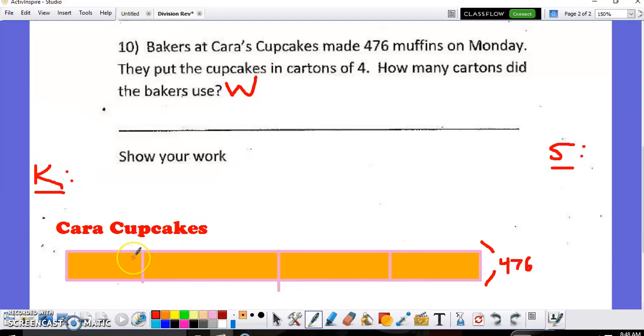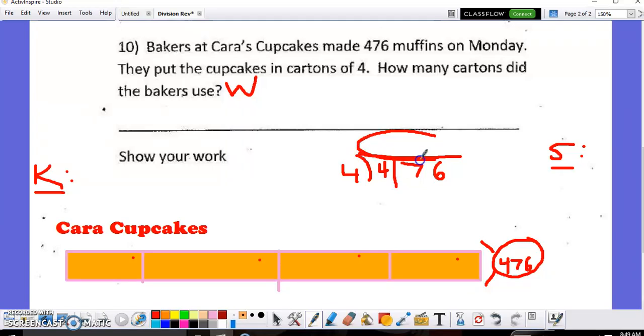And like I told you on the previous one, this is my divisor, and over here my total number is my dividend. So set up a division problem and solve. 476 muffins divided by the 4 cartons. Divide, multiply, subtract, bring down, repeat, or remainder. Whatever you get as your quotient goes into each individual bar, and then you answer the question, how many cartons did the baker use?